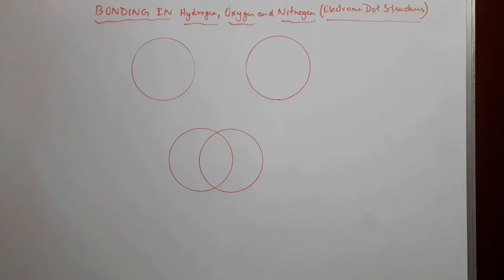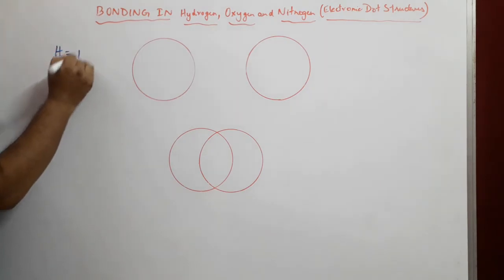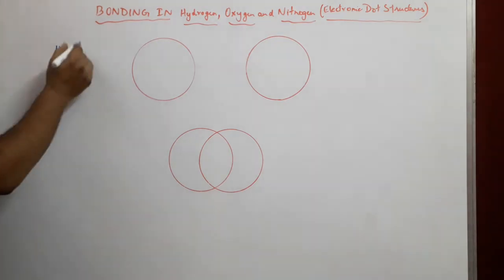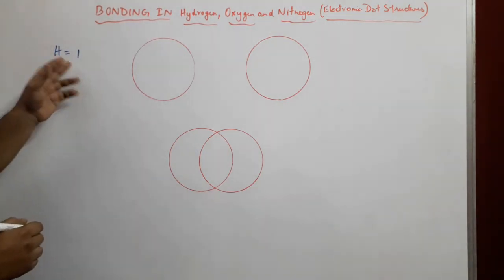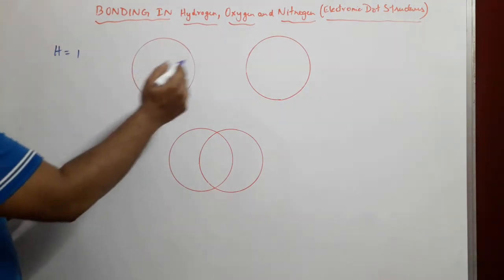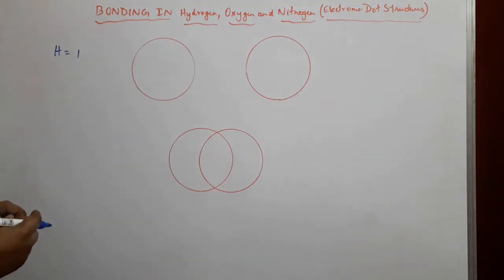So let's look at the first element, that is hydrogen. As we know, the atomic number of hydrogen is 1. So that means there is only one electron in the outermost shell. Only those electrons which are there in the outermost shell or the valence shell can participate in the bonding or participate in the pairing up procedure.